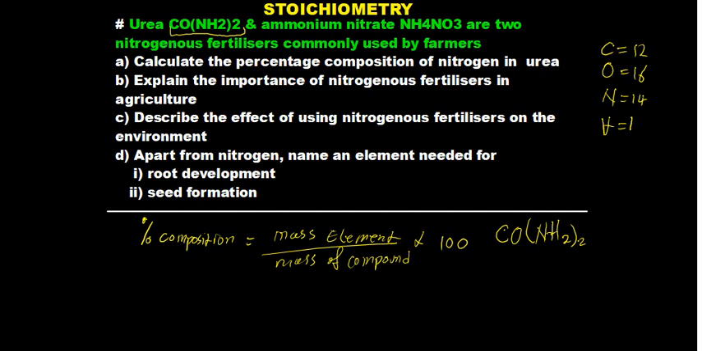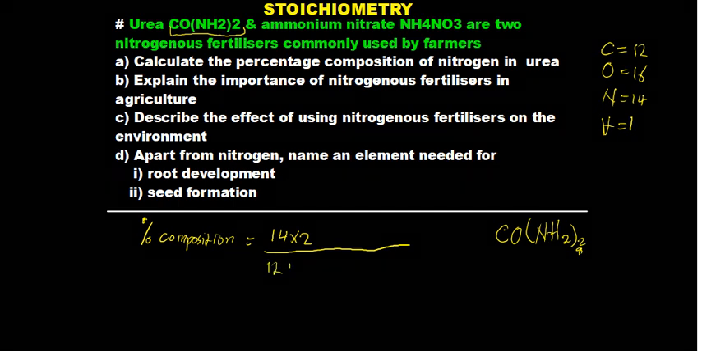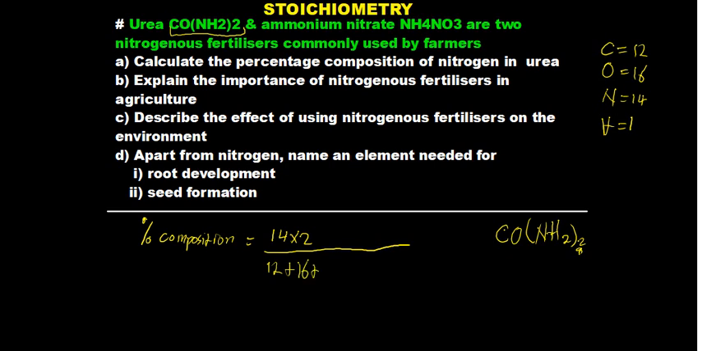So on the numerator, for the mass of the element, we are going to put the mass of nitrogen that we are finding. So it's just 14 multiplied by 2. The 2 is coming from the 2 that is outside here. Now we divide by the mass of the compound, so we add the masses of the individual elements together. For carbon it's 12, plus for oxygen 16, plus for nitrogen we have 14 by 2, giving us 28, plus for hydrogen we have a 2 here multiplied by 2, giving us 4.